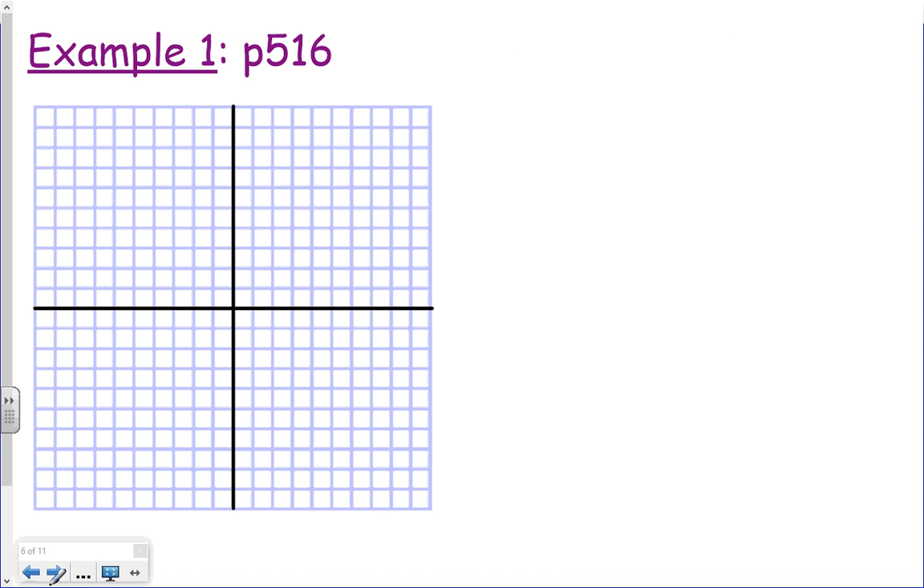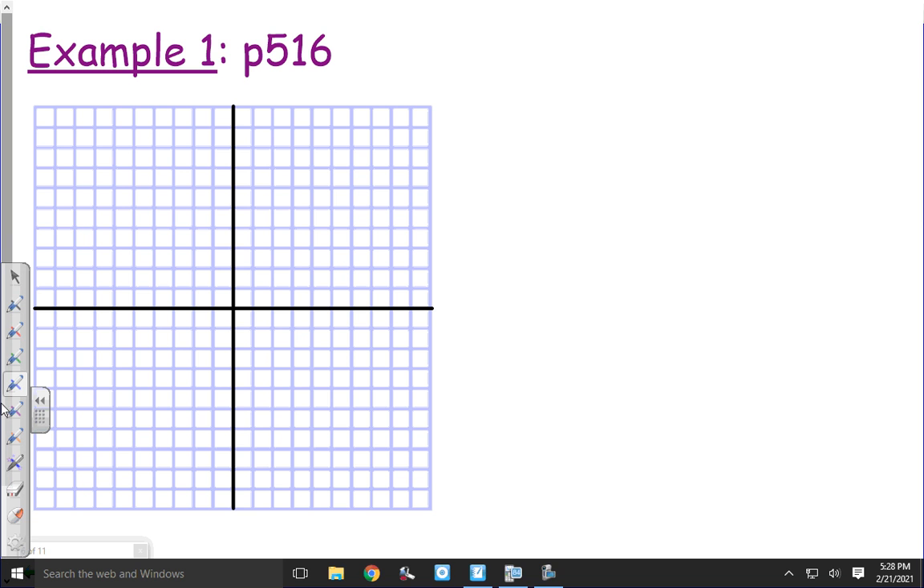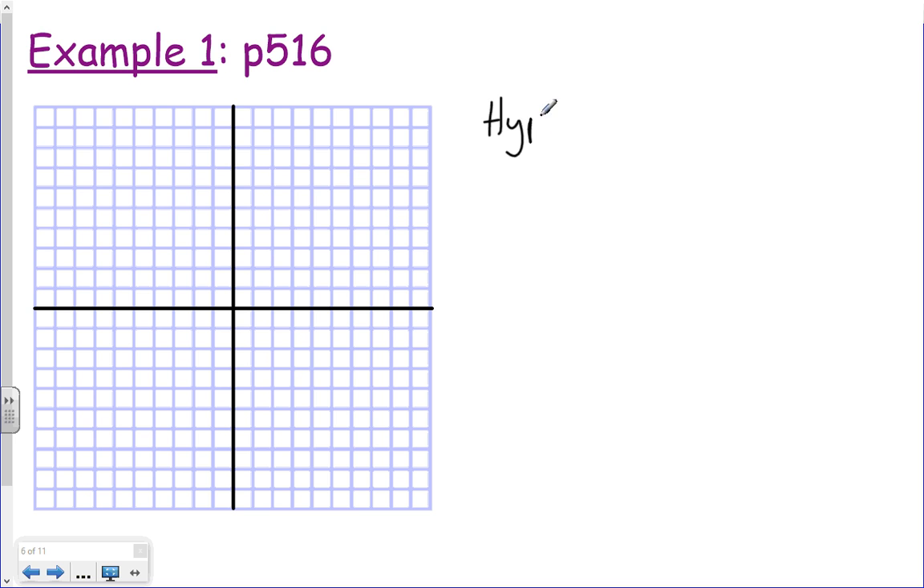So let's take a look at an example here. Look at example 1 there on 516. Sketch the hyperboloid formed by rotating about the y-axis the hyperbola negative 9x squared plus y squared equals 9 from 0 to 2. All right, so we've got ourselves a hyperbola. We should be able to tell that from the equation, but they told us that anyways. It was negative 9x squared plus y squared equals 9, and we're going from 0 to 2.